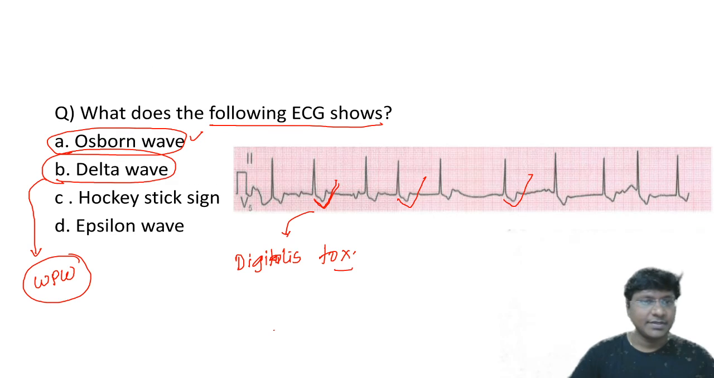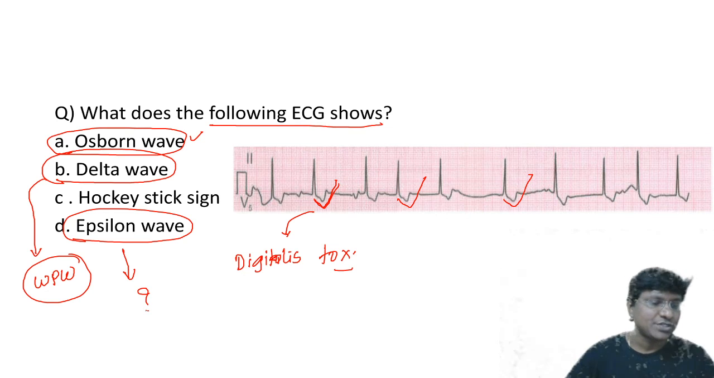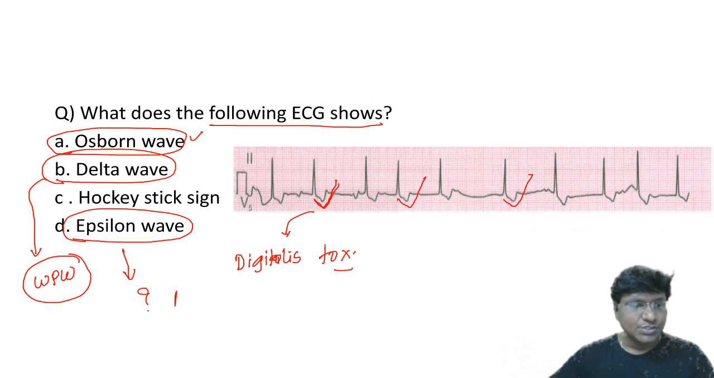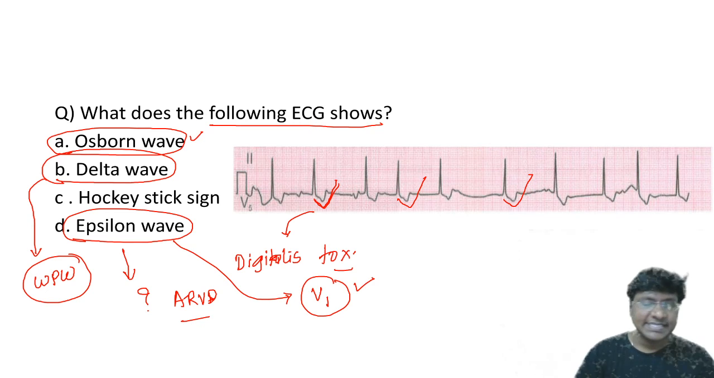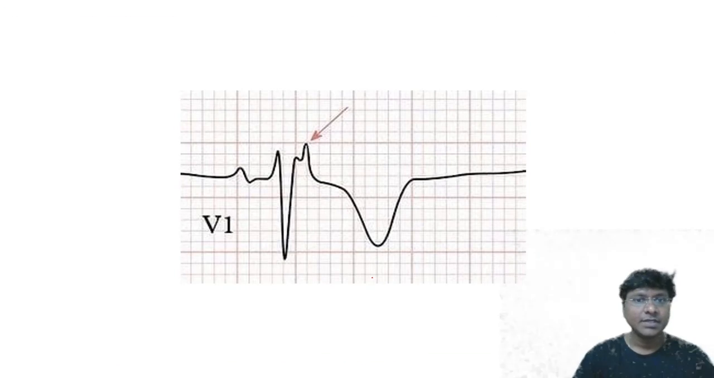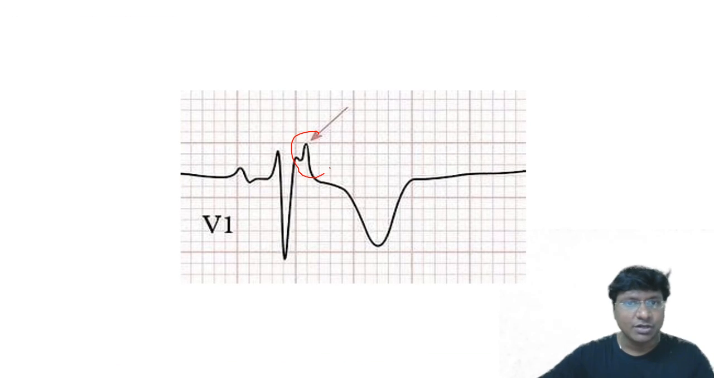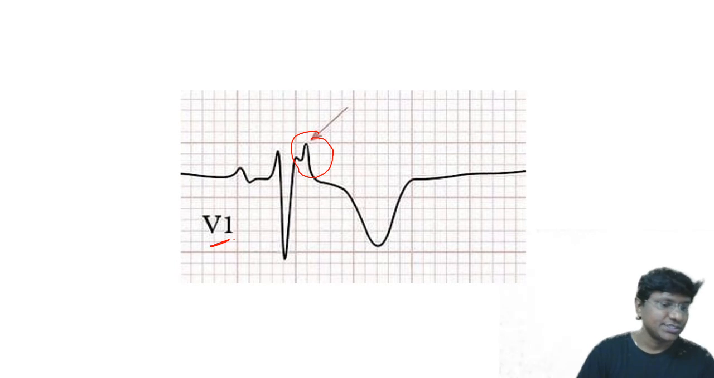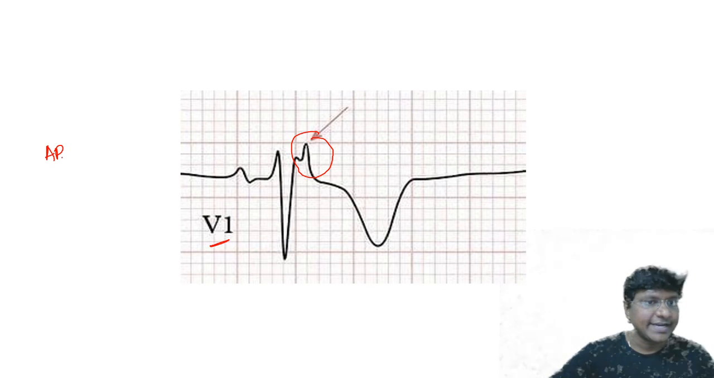Then you have another wave, that is your epsilon wave. Can anyone tell me in which condition you will have this epsilon wave? Right, very good Avinash, excellent. It is seen in patients with ARVD, that is arrhythmogenic right ventricular dysplasia. And where will you see this epsilon wave? Mainly in lead V1. I will show you that. So this is your epsilon wave seen in lead V1 in the ECG, seen in patients with arrhythmogenic right ventricular dysplasia.